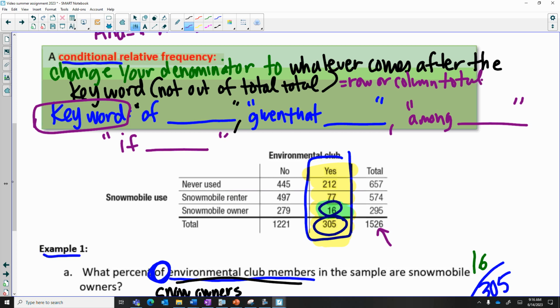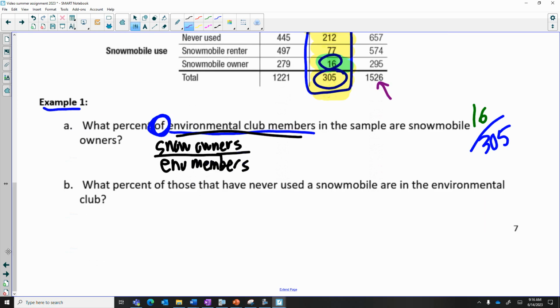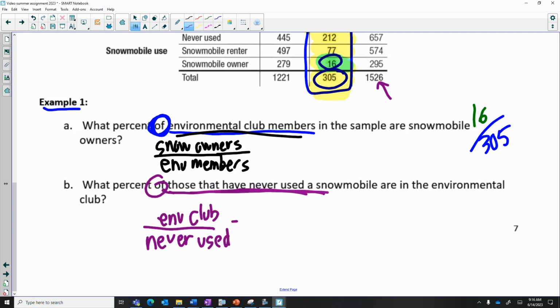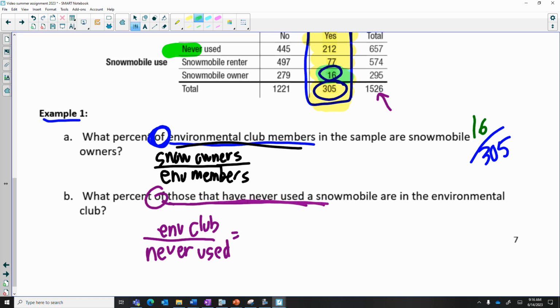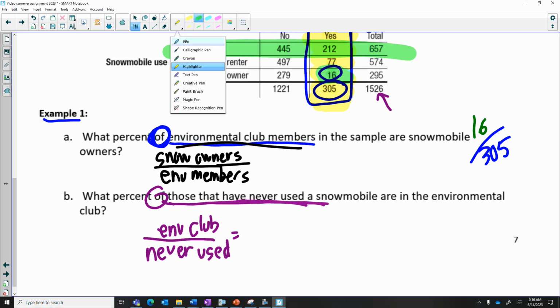Okay, so let's look at example 1b. What percent of those who have never used snowmobile are in the environmental club? So of those who have never, after the word of, never comes next. So never used snowmobile, and are a member of the environmental club. Okay, so I want you to restrict your denominator to the nevers. I'm going to highlight it here in green. Here we go. So how many people never use the snowmobile total? 657.